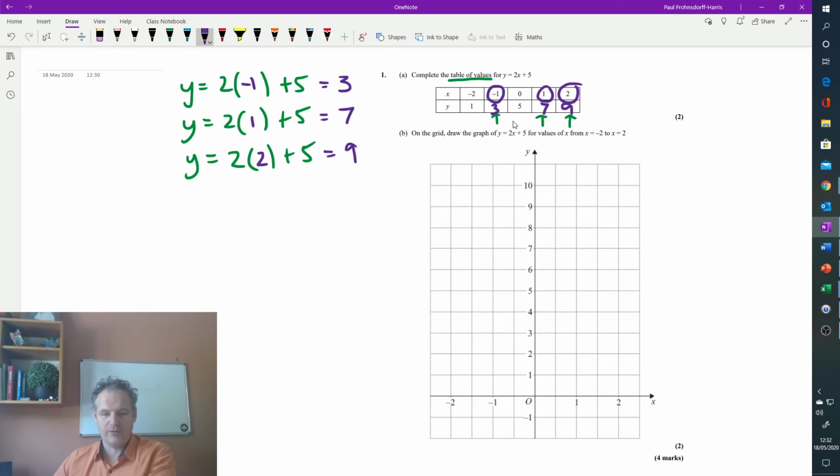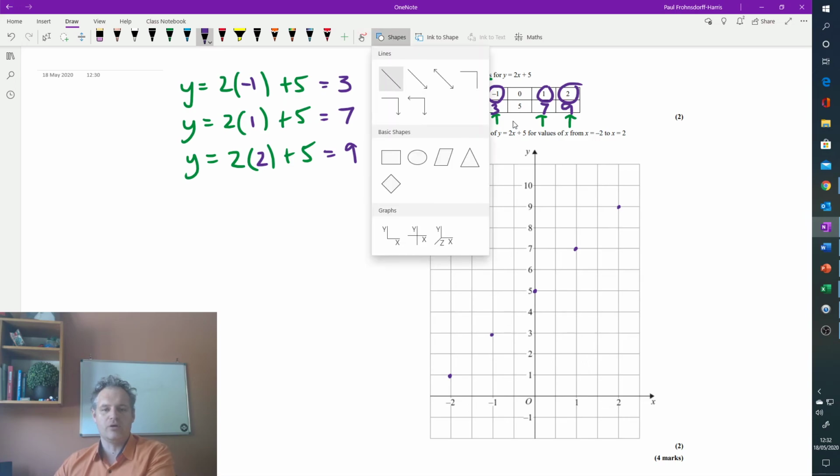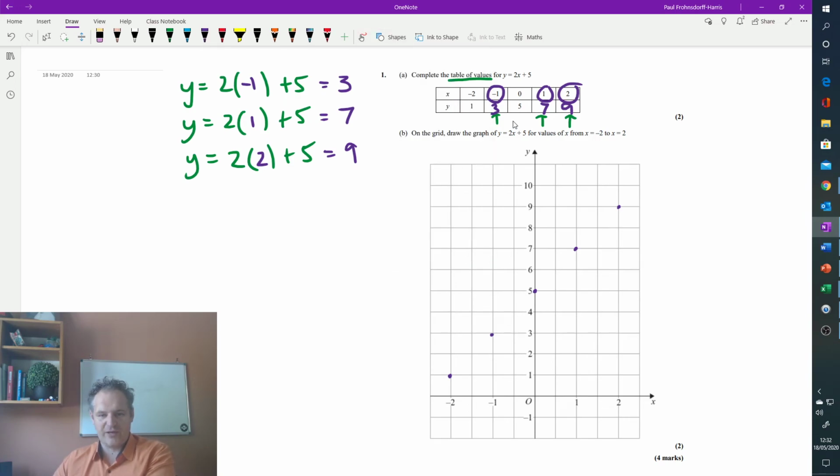Minus 2, 1. I'm going to put a little dot. You can put a dot or a cross. Minus 1, 3. Put a little dot. 0, 5. Put a little dot. 1, 7. And the cool thing about this is it kind of tells you whether you're right. Because if any of these weren't in a straight line, you'd know you'd gone wrong. Because we knew we were expecting a straight line.